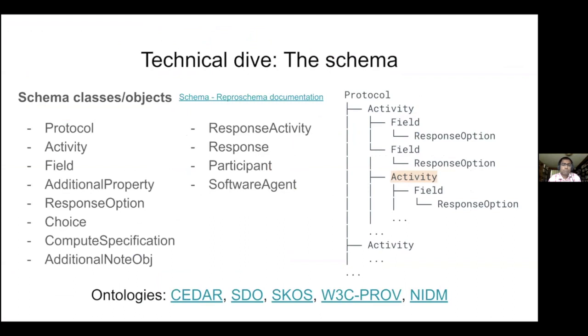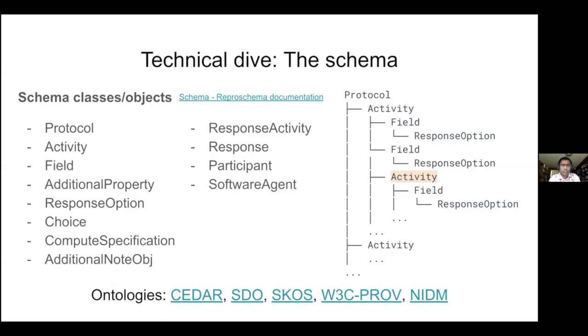So this brings me to a little bit of the technical. Every type of object that we have in the schema is represented as a class, and it has a set of properties. Now, I'll point out on the right that one of the things I did not discuss in the previous case is that an activity itself can be part of another activity. So it allows for nesting of activities as well.